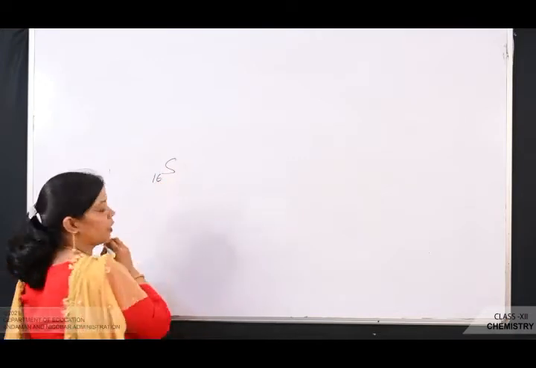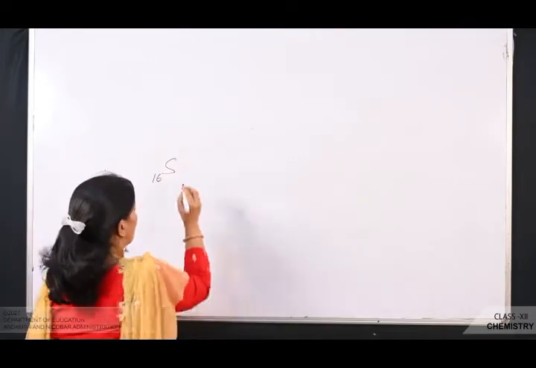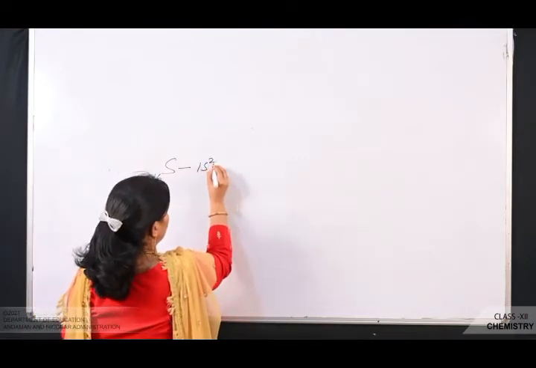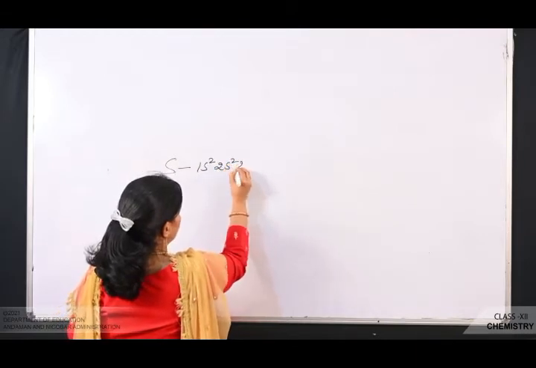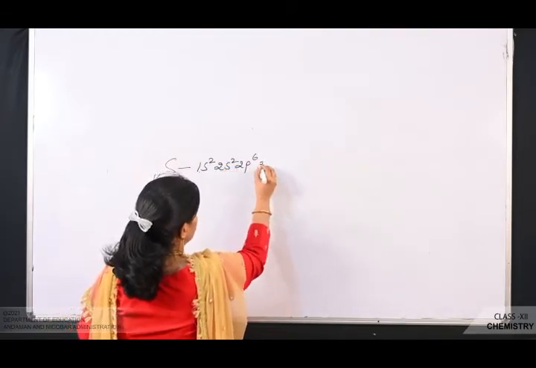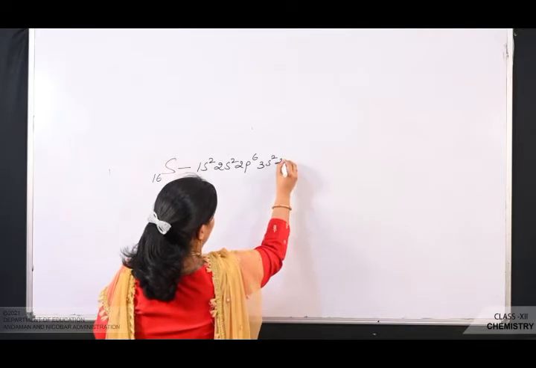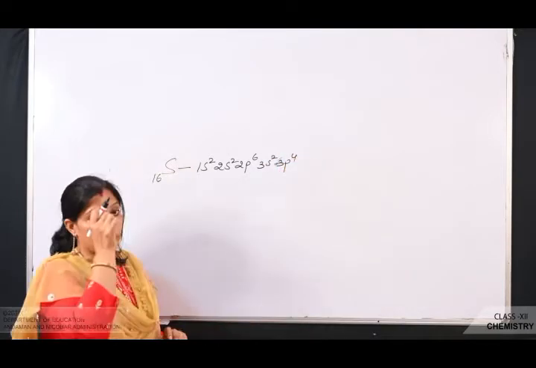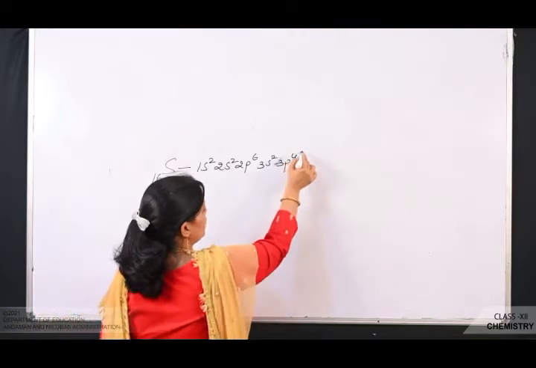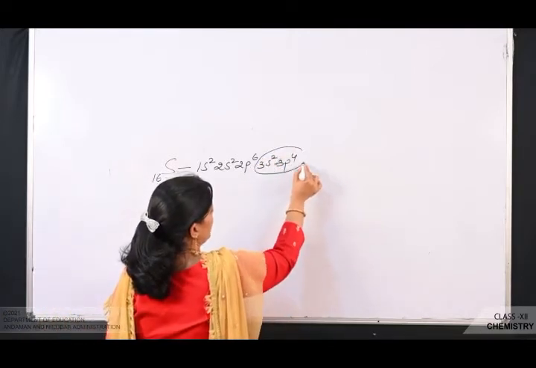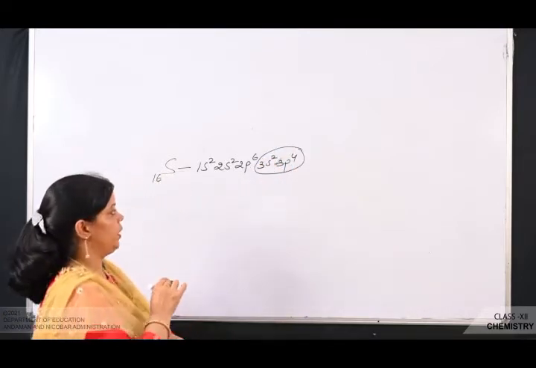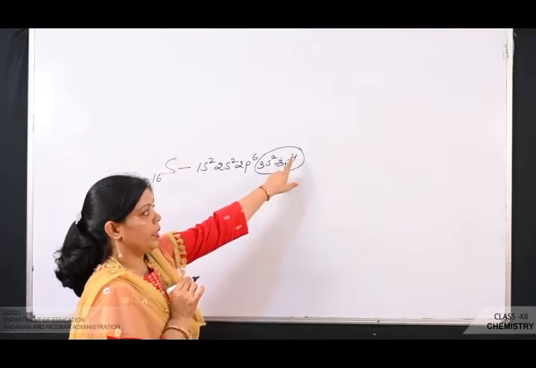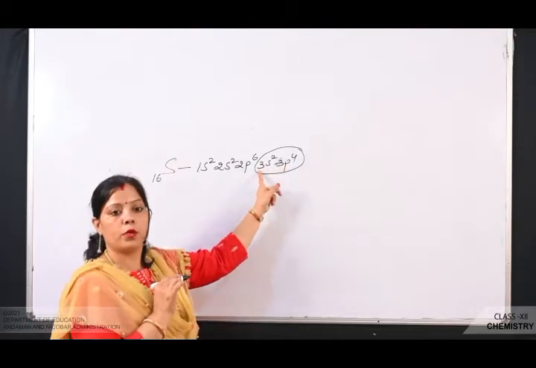Sulfur has atomic number 16, and we can write its electronic configuration: 1s2, 2s2, 2p6, 3s2 and 3p4. This is the electronic configuration of sulfur, and as we know, group 16 has the valence electronic configuration ns2np4. Here the value of n is equal to 3.